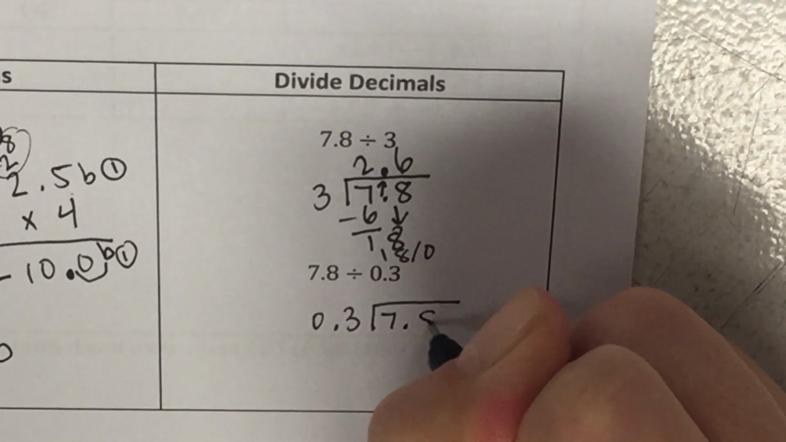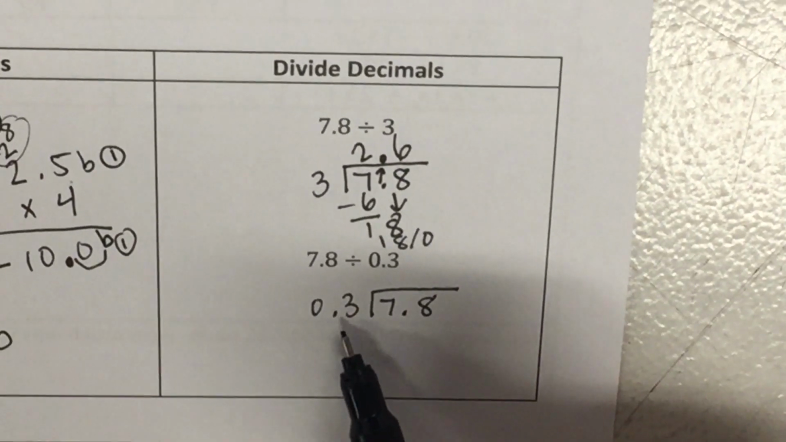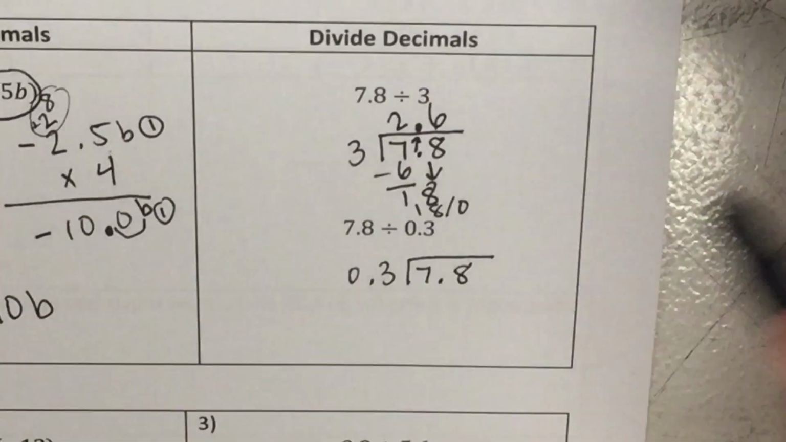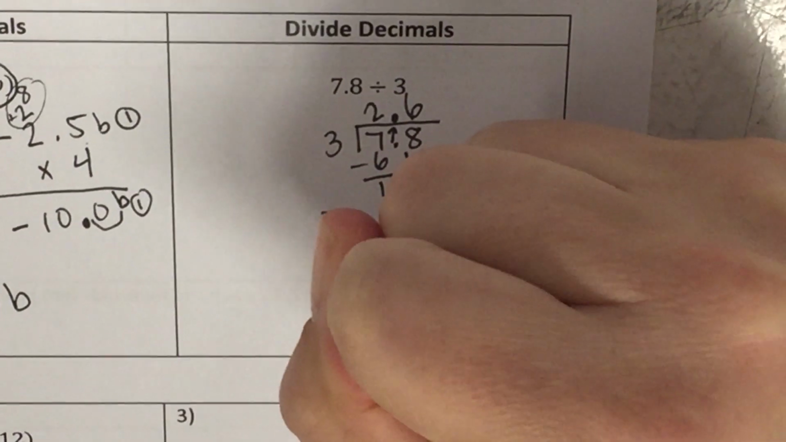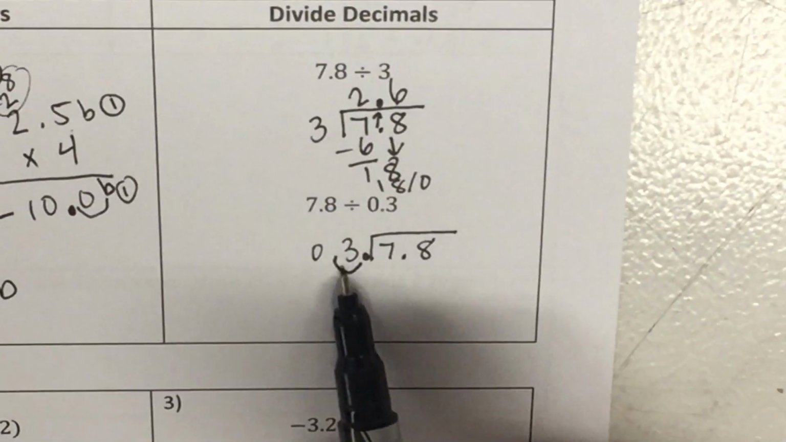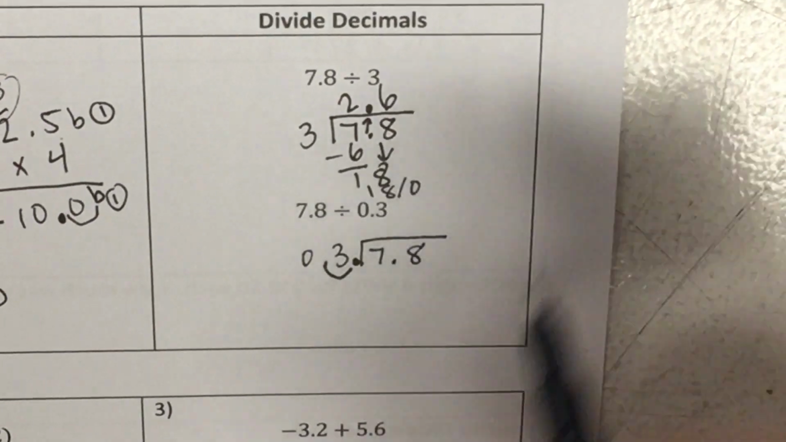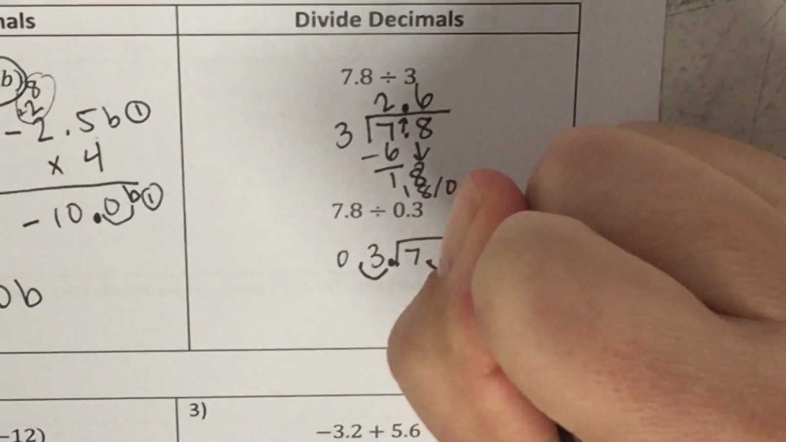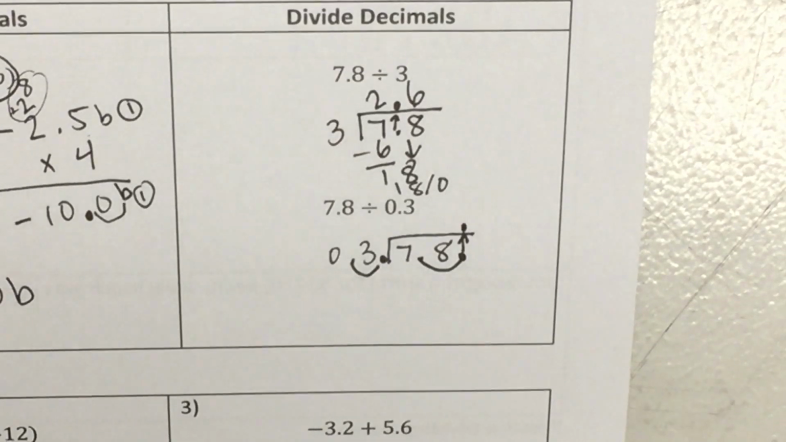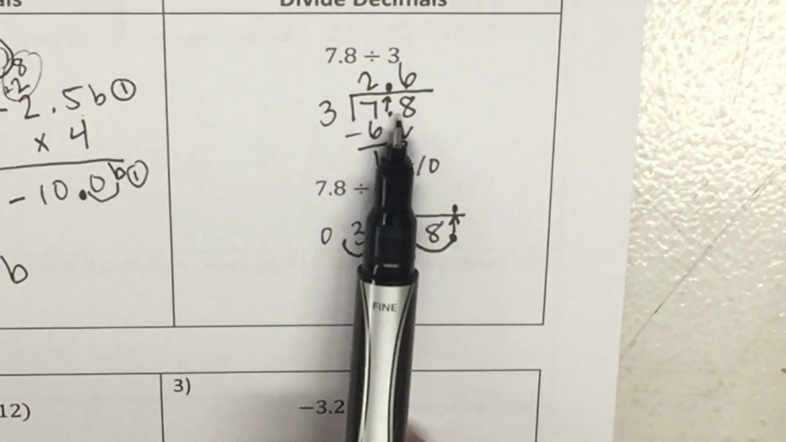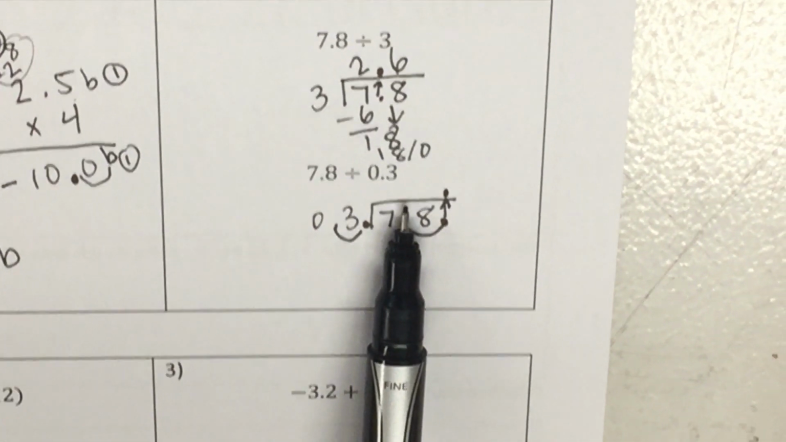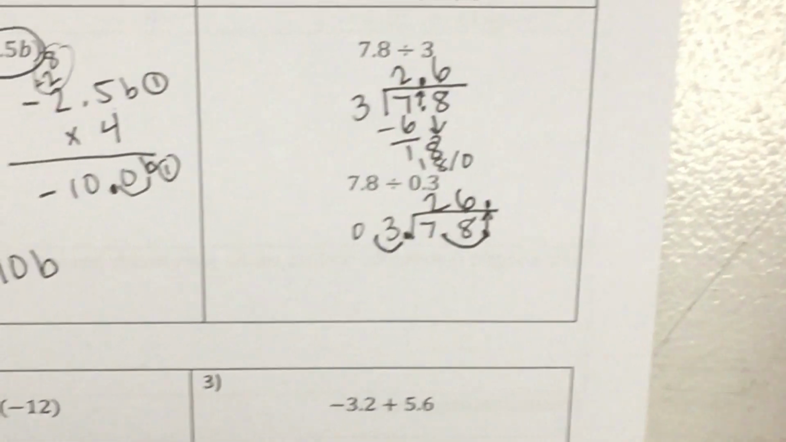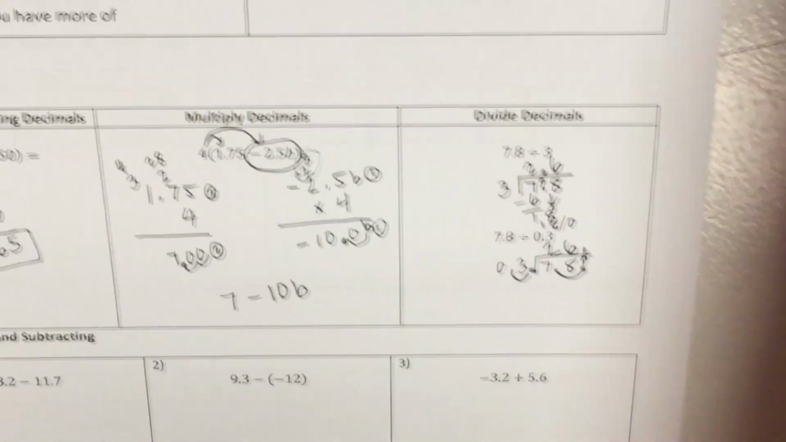The second one is just like the first one. The only difference is that I need to make sure that I'm dividing by a whole number. So I need to make 0.3 a whole number by moving the decimal to the right. If I do that on the outside, just sort of like an equation, I need to do that on the inside and then bring up my decimal point. But I already know 3 goes into 78 how many times? 26. Good. So we're not going to redo every step. And that is the end of lesson 2.